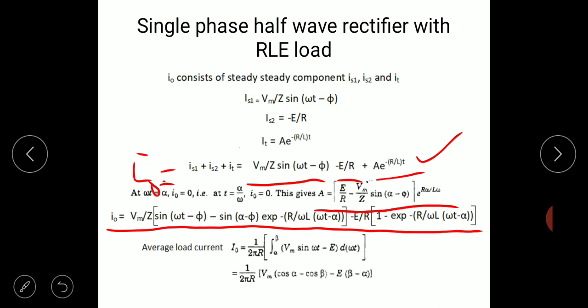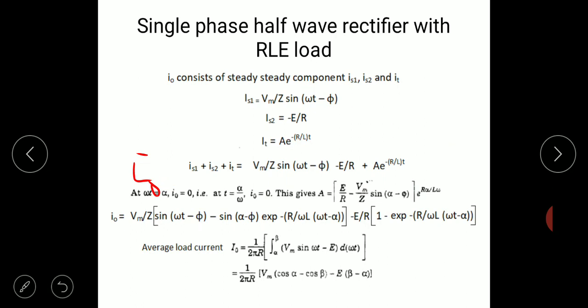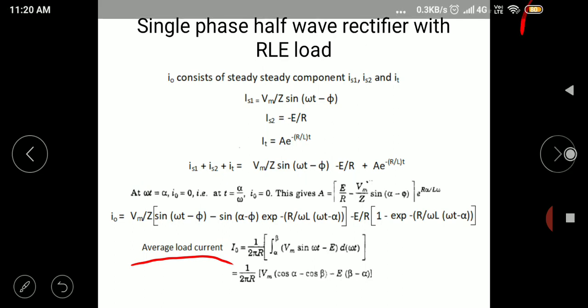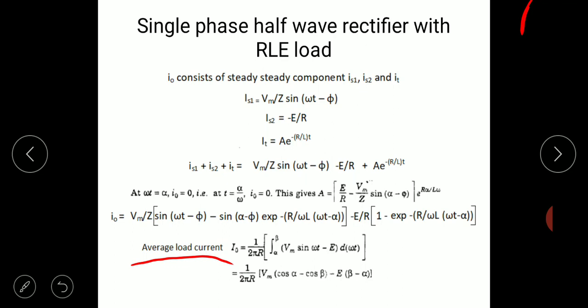This is the expression of instantaneous current I naught. Remember that this is not average voltage, this is the average current, it is instantaneous current I naught. If we want to solve for average load current, we can determine it by integration. The integrand will be Vm sin omega t minus E. The potential difference across RL and L is Vm sin omega t minus E.